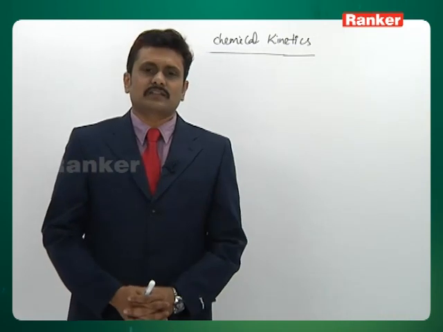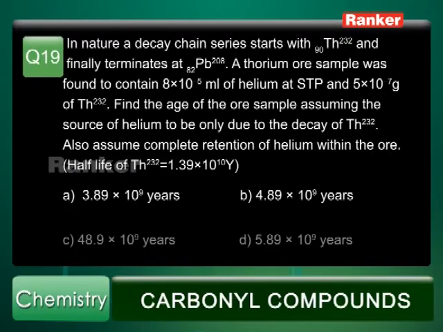In nature, a decay chain series starts with thorium and finally terminates at lead. A thorium ore sample was found to contain 8 into 10 to the power minus 5 milliliter of helium at STP and 5 into 10 to the power minus 7 gram of thorium 232. Then you have been asked to find the age of the ore sample during this radioactive decay. And you are also provided with the T half of thorium as 1.39 into 10 to the power 10 years.